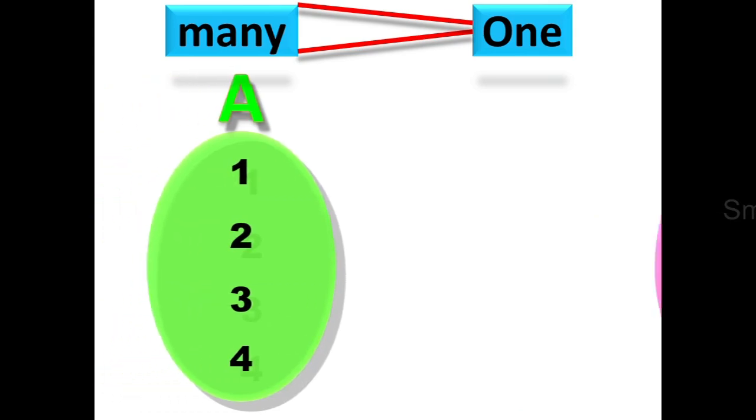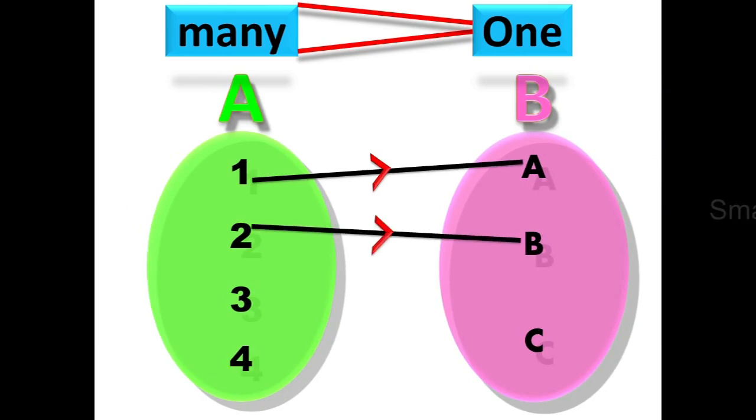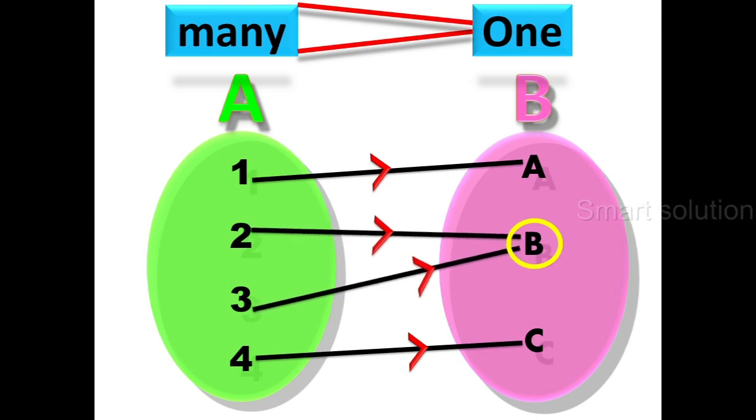Let's take another example. Here, element B has two relations, so this function is a many-one function.